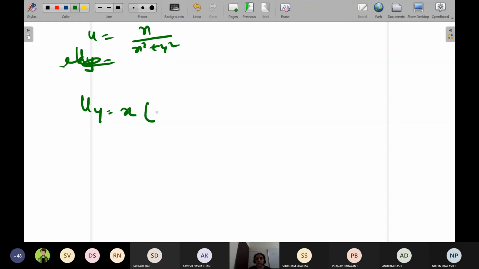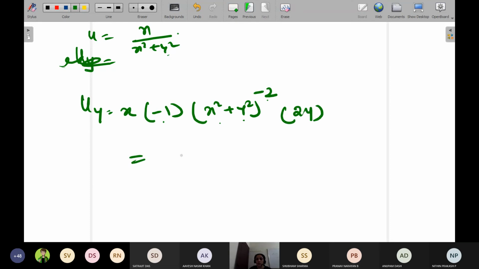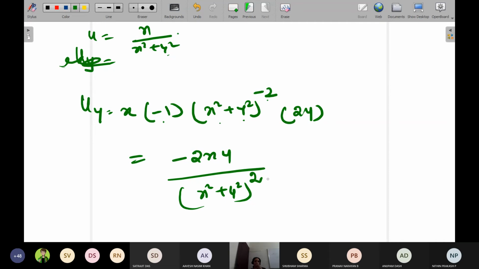Once I do it directly, it will be minus 1 into differentiation of the numerator. What is the numerator? Sorry, (x square plus y square) whole power minus 2. I took this to the numerator. So I wrote minus 1 into (x square plus y square) to the power minus 1 into the differentiation of this term. What is the differentiation of this term? 2y. So this will be equal to minus 2xy divided by (x square plus y square) the whole square. You're getting this? Yes, ma'am.